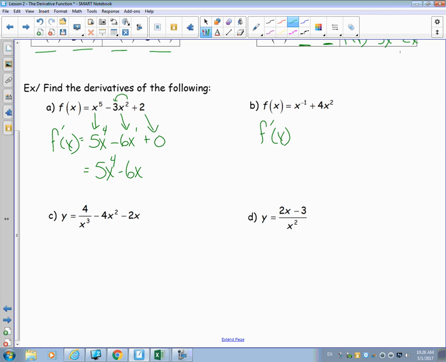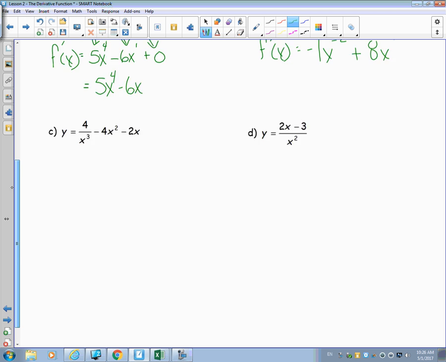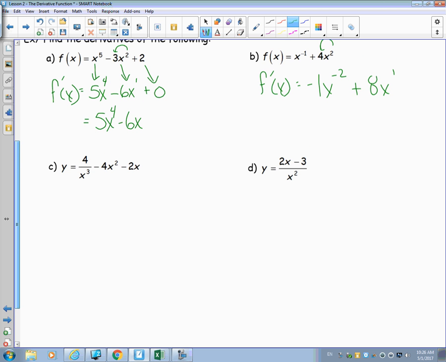So f prime x would be negative 1x to the negative 2 plus 8x to the 1. Okay, don't forget to multiply the constant by the exponent. Okay, try the next one. This next one's got something weird going on in it. It's got an x cubed on the bottom. We don't like those. What we want to do is rewrite this equation and bring this up to the top. And I can do that by making the exponent a negative. The number didn't change. The 4 is still a 4, but the exponent became a negative. Everything else also stayed the same, but this is a better form for us for taking derivatives.